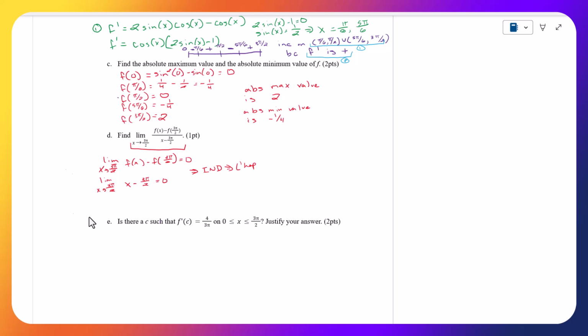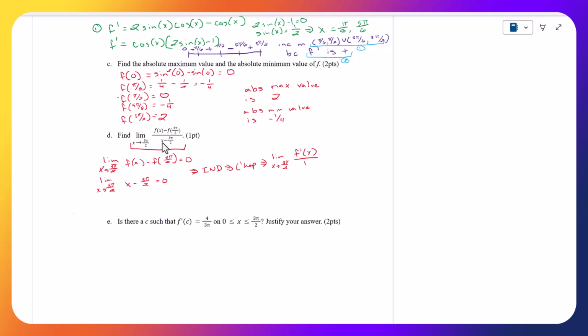And then we can say that the limit as x approaches 3 pi over 2 of f prime of x divided by 1. And I want to note here what's happening when I take the derivative. This is our function. f of x is our function. The derivative of our function is f prime. f of 3 pi over 2 is just a number. This is just a constant. The derivative of a constant is just 0.